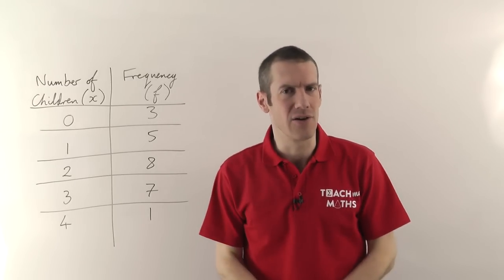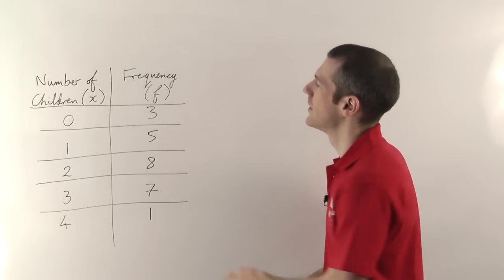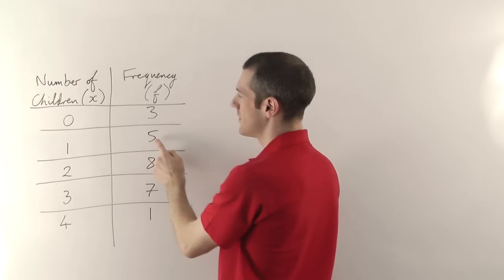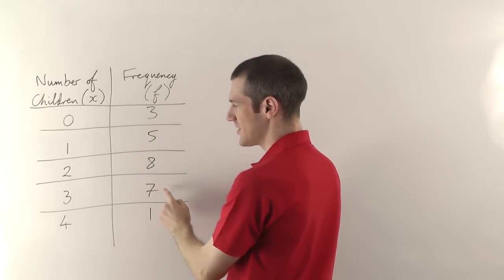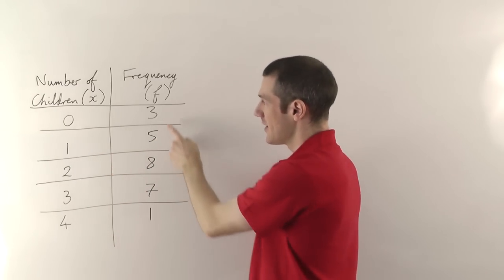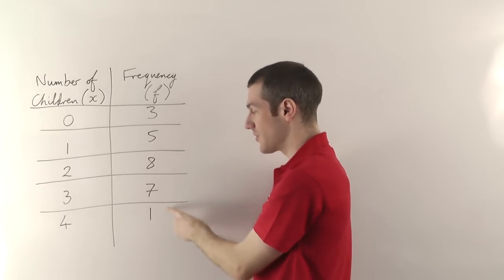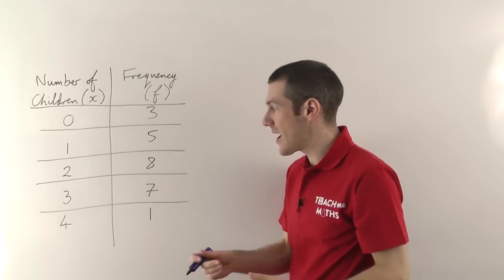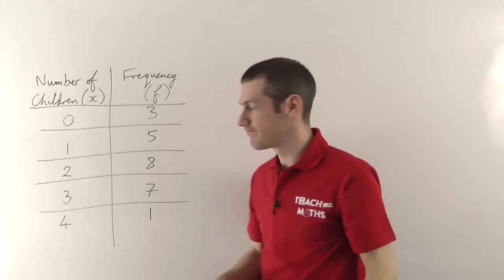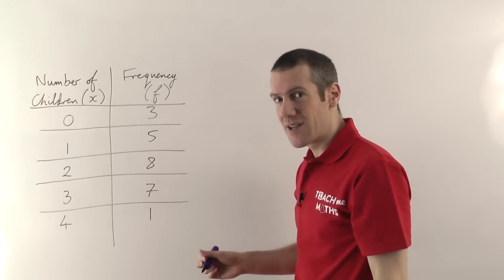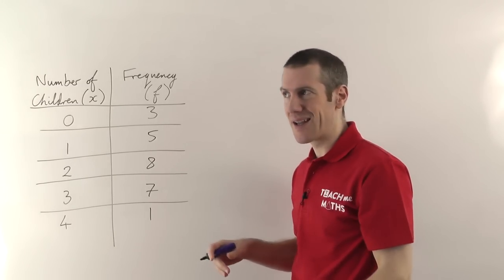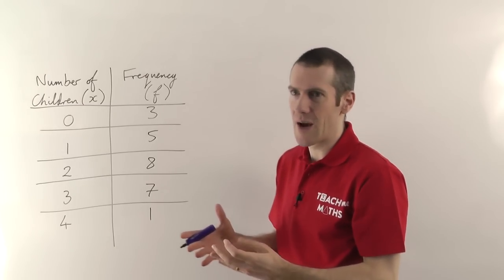How many numbers are there in the long list? Well, if there are 3 zeros and 5 ones and 8 twos and 7 threes and 1 four, that's how many of each of the numbers there are. So if I add up all of those numbers, I'm going to find out how many numbers there are in total. Now, in maths, we use a little shorthand symbol for meaning the sum of, or what you get when you add them all up.